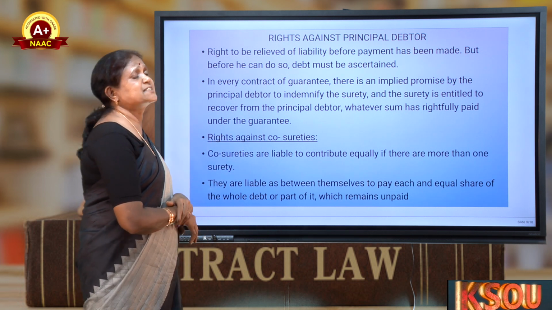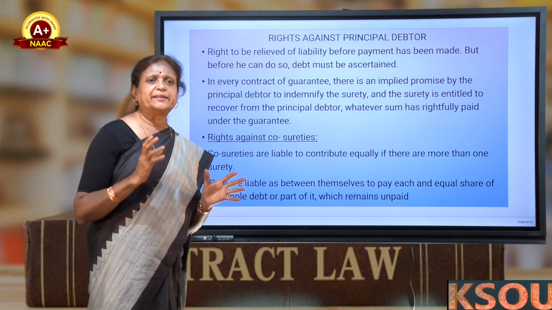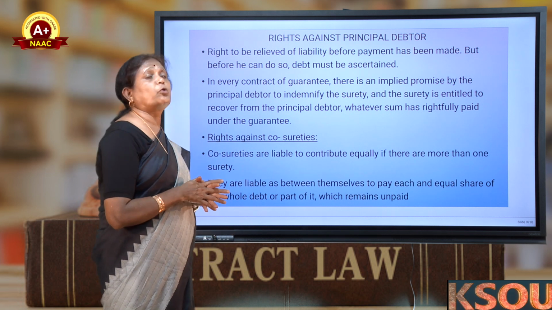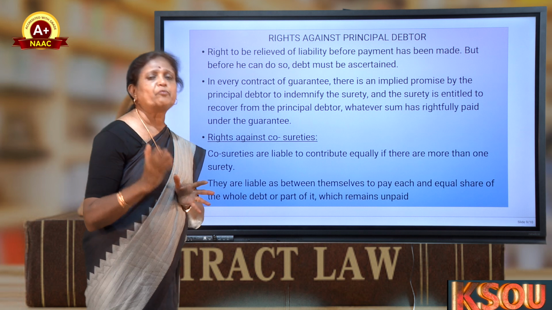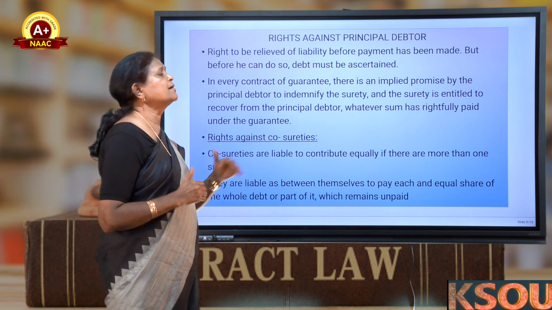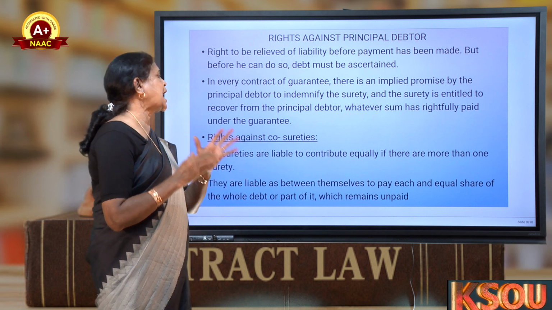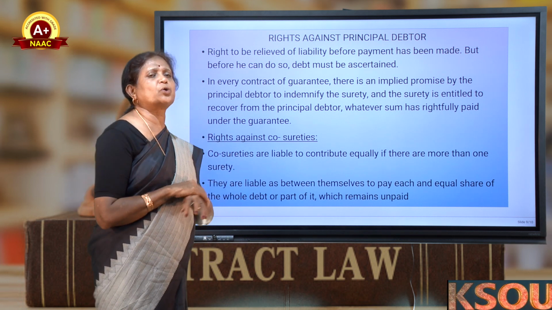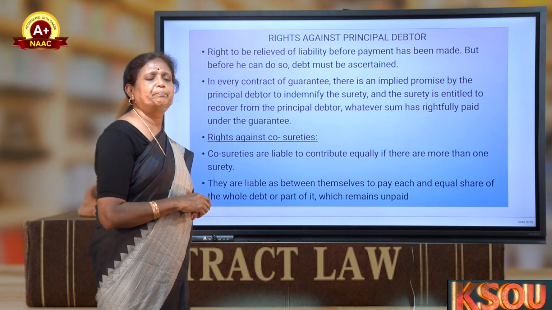Then rights against the co-sureties. In any event, there may be more than one co-surety. All the co-sureties are entitled to contribute equally for the payment, if there is an agreement. In such cases, the co-sureties have to pay equal to their shares, and they can also reimburse it from the principal debtor according to their shares.